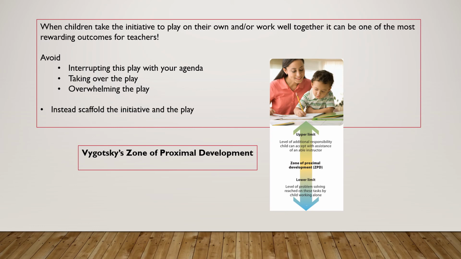As we talked about earlier, utilize Vygotsky's zone of proximal development. Think about the level the children are working at right now, and then what would come next, and then stop and watch what the children are doing and see if there's a way that you can use the zone of proximal development to scaffold that to help the children reach a higher level.